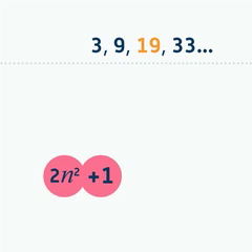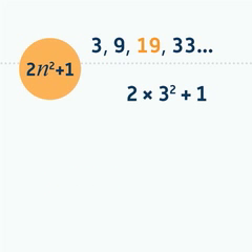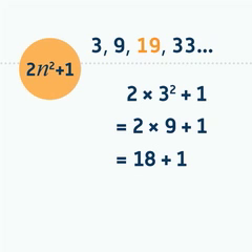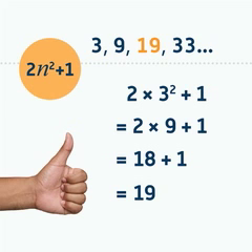Let's check with term 3. We should get an answer of 19. 2 times 3 squared plus 1 equals 2 times 9 plus 1, which in turn equals 18 plus 1, which is 19. As we get the right answer, we can confirm the nth term is 2n squared plus 1.